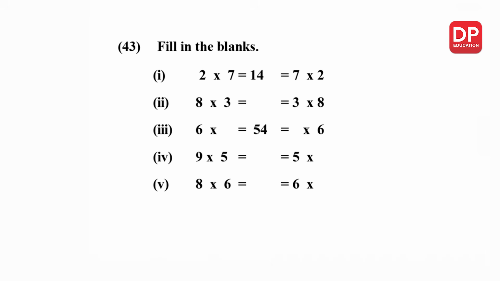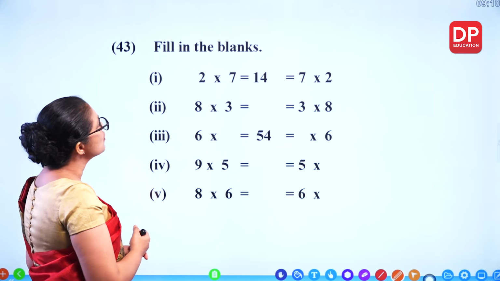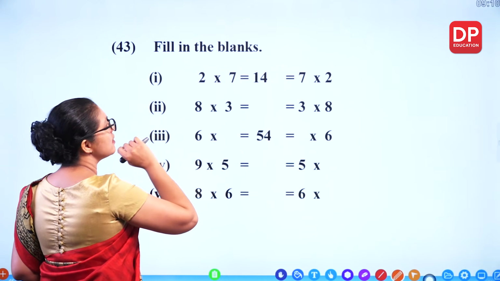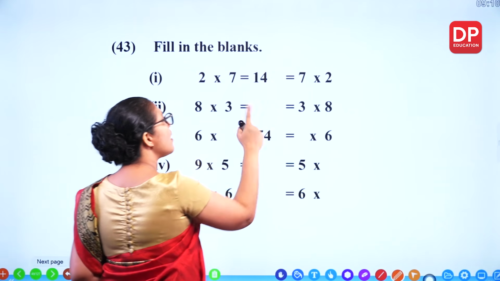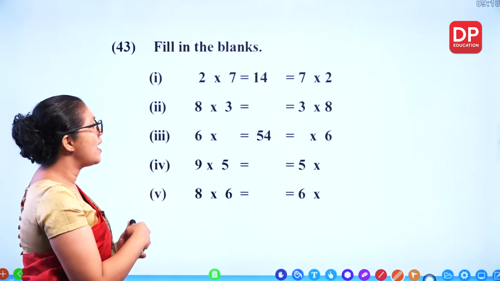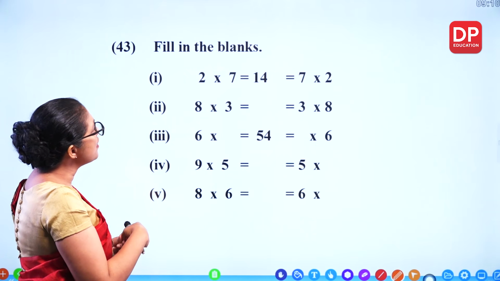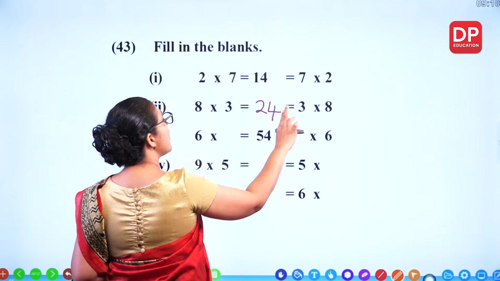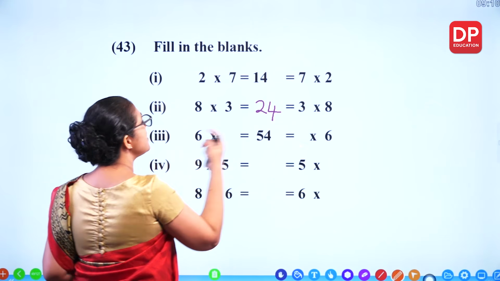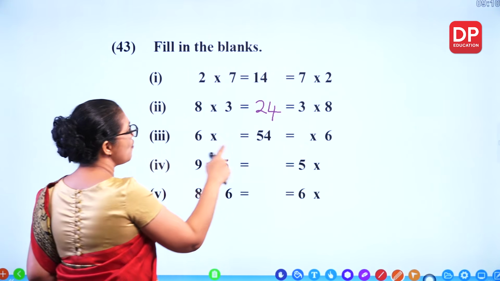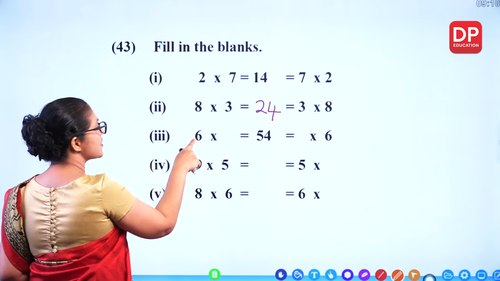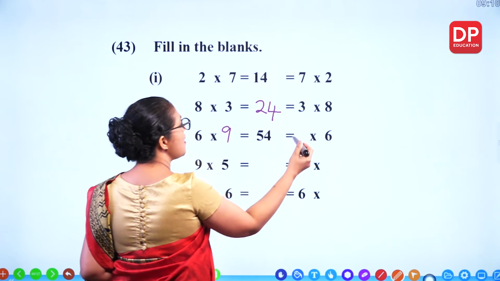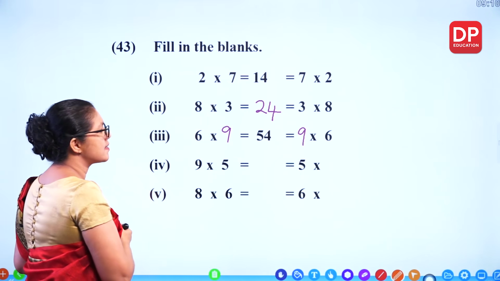Fill in the blanks. So first one done for you. 2 times 7 is 14. So 14 you can write other way around. 7 times 2 as well. 8 times 3, 24. 24 you can write other way around. 3 times 8 as well. How you get 54? From 6. 6 times 9. So that is same as 9 times 6.